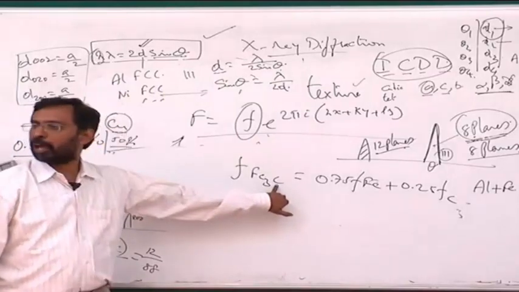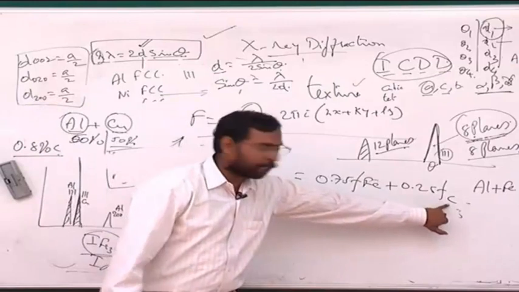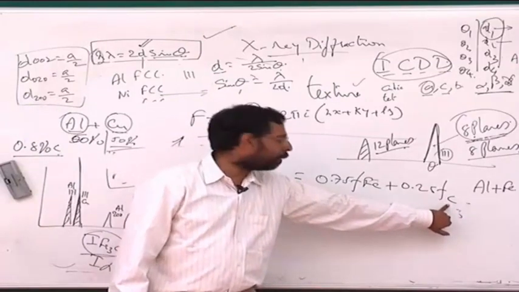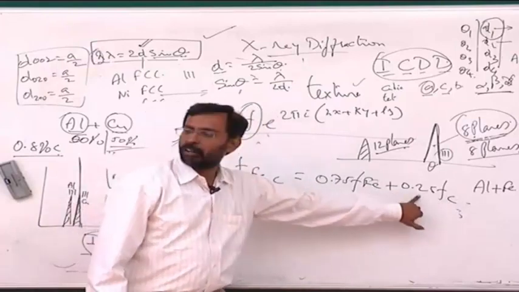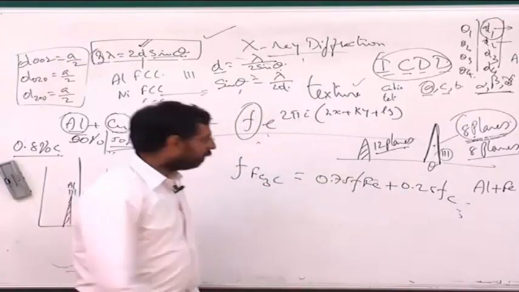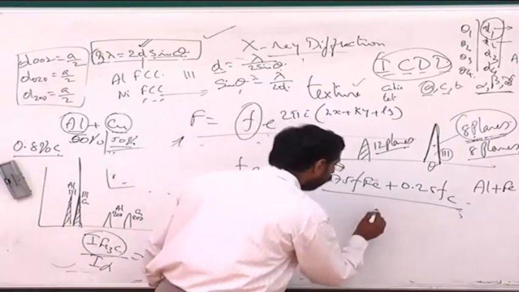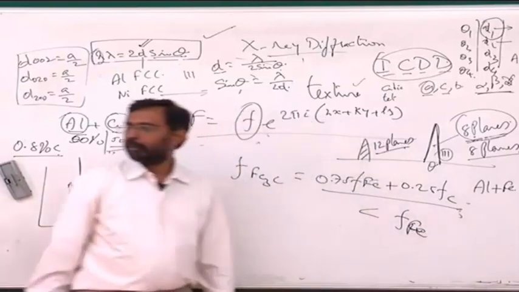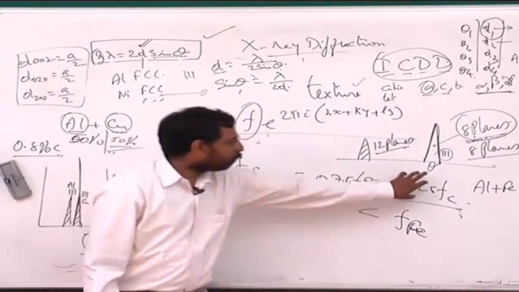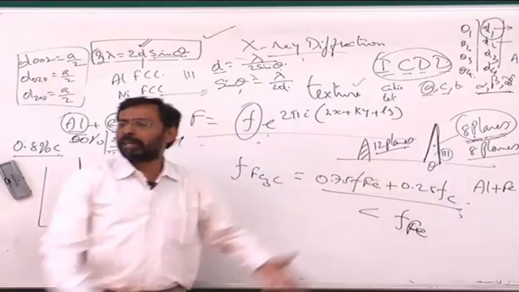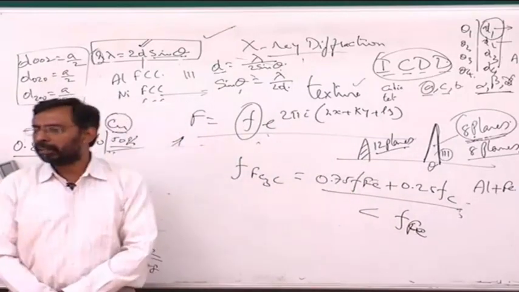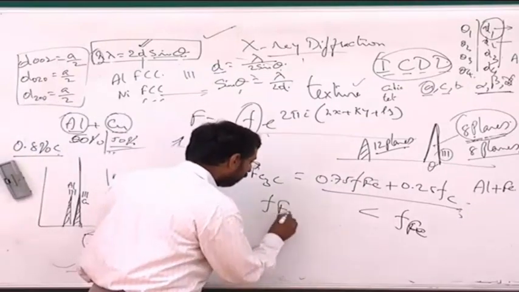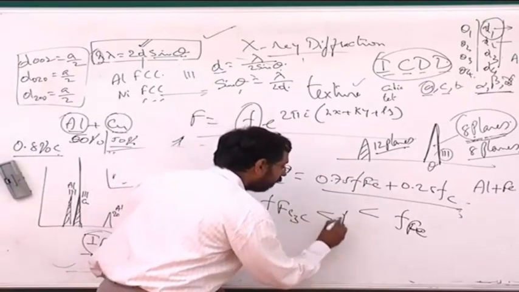Only 1/4 is carbon. So the atomic scattering factor of carbon, which is proportional to the atomic number of carbon, is multiplied by 0.25, and 0.75 into this. This value will always be lower than the structure factor of pure iron. Obviously, because 25% of that iron is taken away by carbon, and carbon has a lower atomic number. So the structure factor of Fe3C is lower than the structure factor of iron.